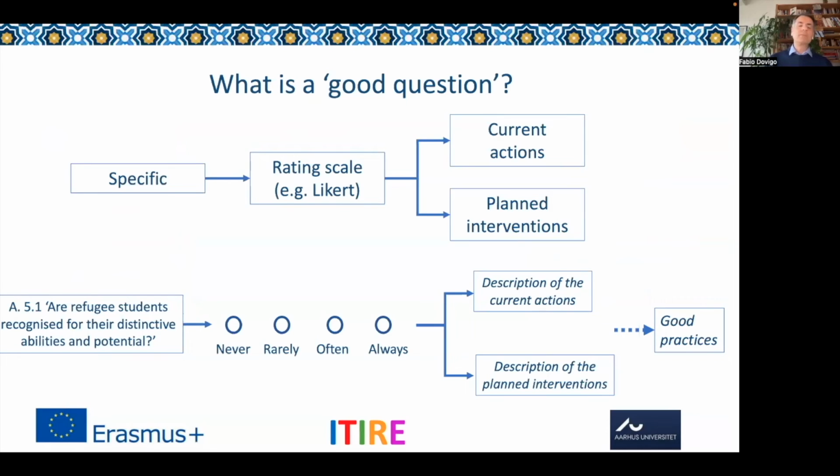This is an example from the self-assessment tool, A51. Are refugee students recognized for their distinctive abilities and potential? Evaluators are invited to fill in a Likert scale: never, rarely, often, always, but also to provide a description of the current actions they have been developing in school, and a description of the possible planned interventions. This, in turn, will lead to the identification or development of good practice.